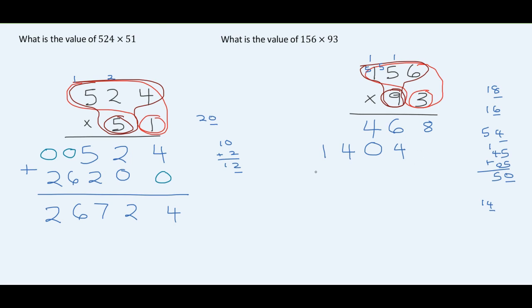The next thing we're going to do is fill up all the empty spots with zeros. So we got a 0 here, got a 0 here, and a 0 here. And then we add them together. 8 plus 0, we have 8. 6 plus 4, we have 10, so we have 0. We carry 1 up here. 1 plus 4 plus 0, that's 5. 0 plus 4, that is 4. 0 plus 1, that is 1.